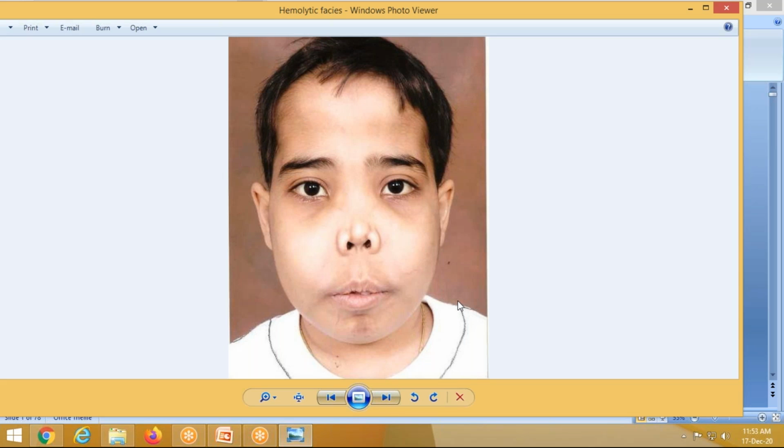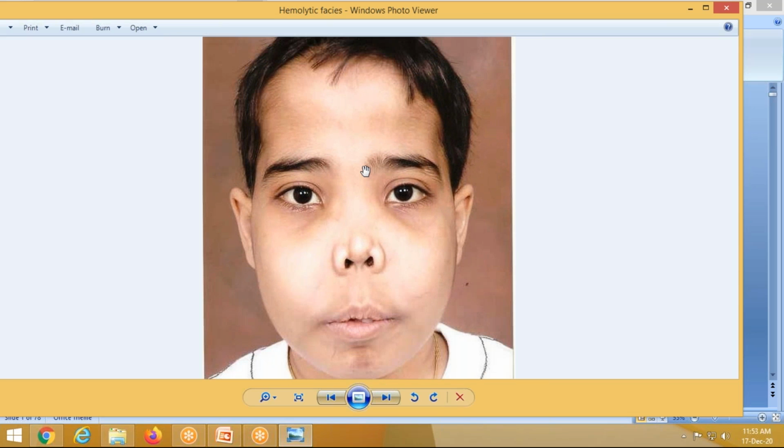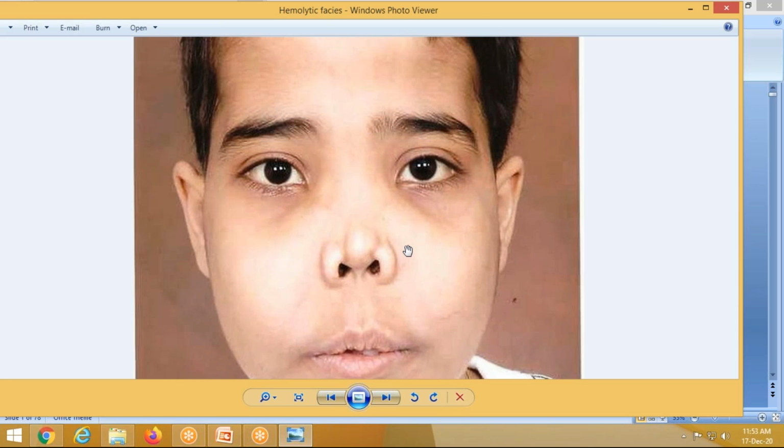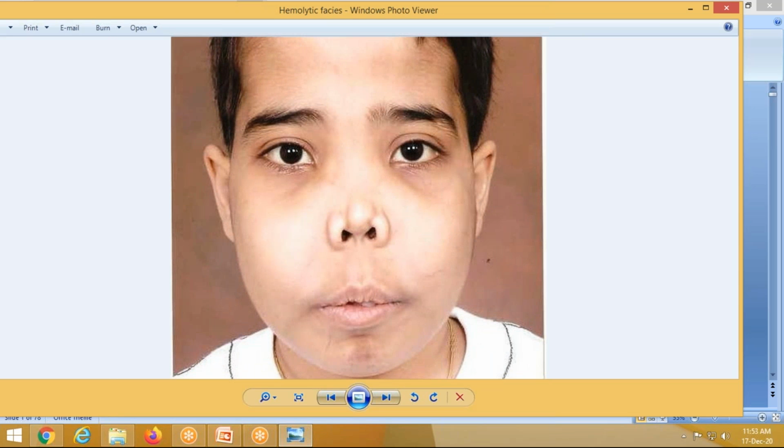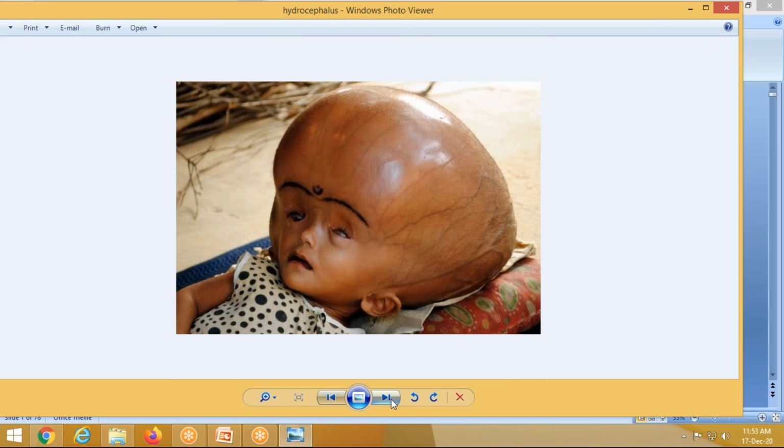Comment about this face. What is this? Chipmunk faces. Thalassemia. Yeah, it is a hemolytic facies because of the pallor and prominent malar areas, forehead prominent and pallor. This is typical of a hemolytic anemia, most probably thalassemia. Okay, one of the examples.